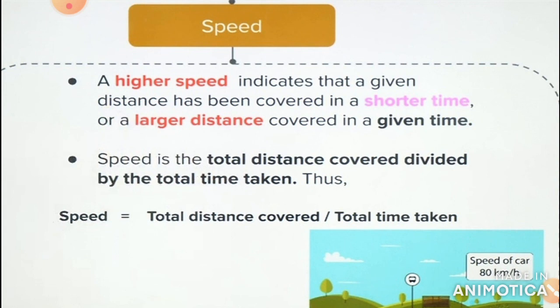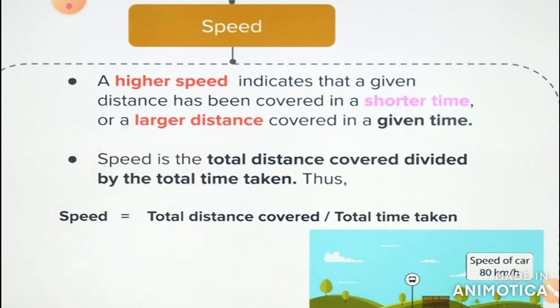If it has more speed, it can be said that it will cover 30 kilometers in 10 minutes. The speed is the total distance covered divided by the total time taken. So this is the formula: speed is equal to total distance covered divided by total time taken.